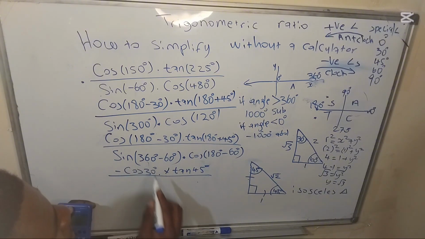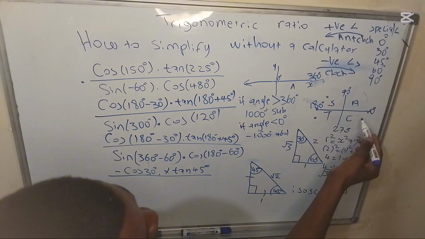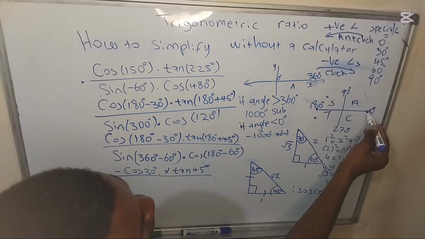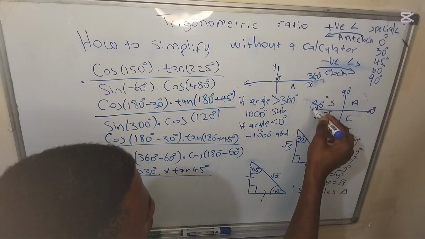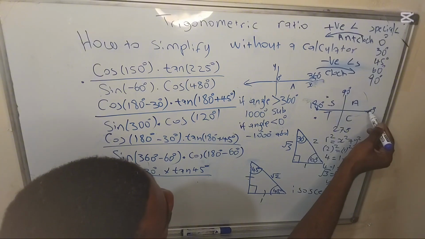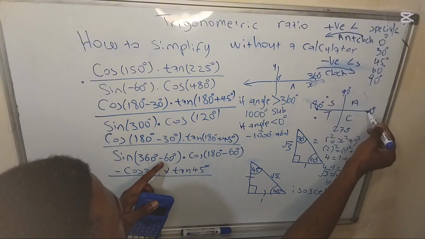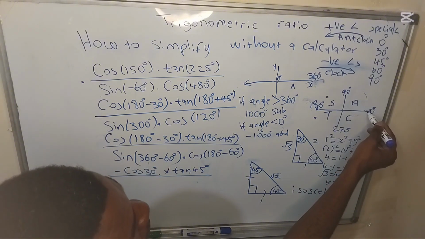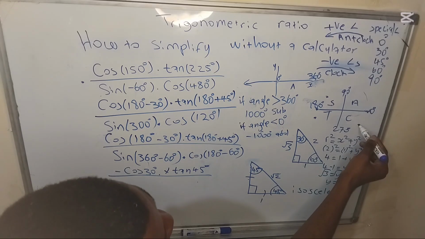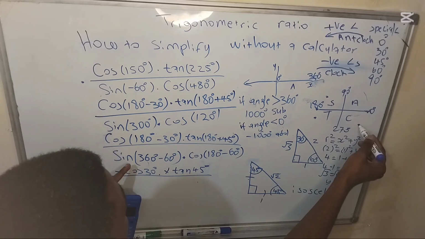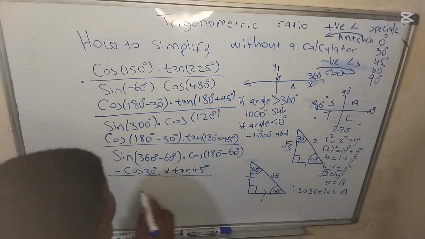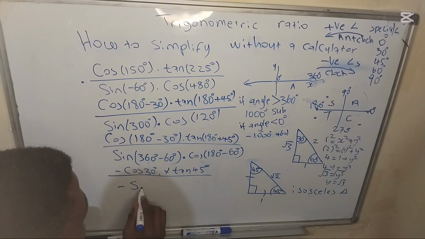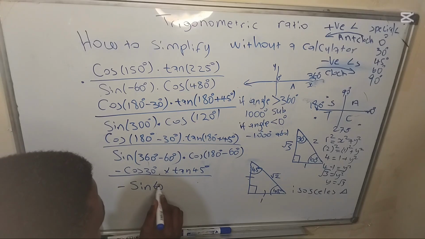Then all divided by what? All divided by sine 360 degrees minus 60 degrees. So let's start from 0 degrees and complete our 360 degrees. So from 0 degrees, angles around a point, we complete our 360 degrees. Then minus 60 degrees means that we have to move clockwise because negative angles go clockwise. So is it cos or sine? How is sine in this quadrant? Sine is negative in this quadrant, meaning that we are going to have negative sine 60 degrees.